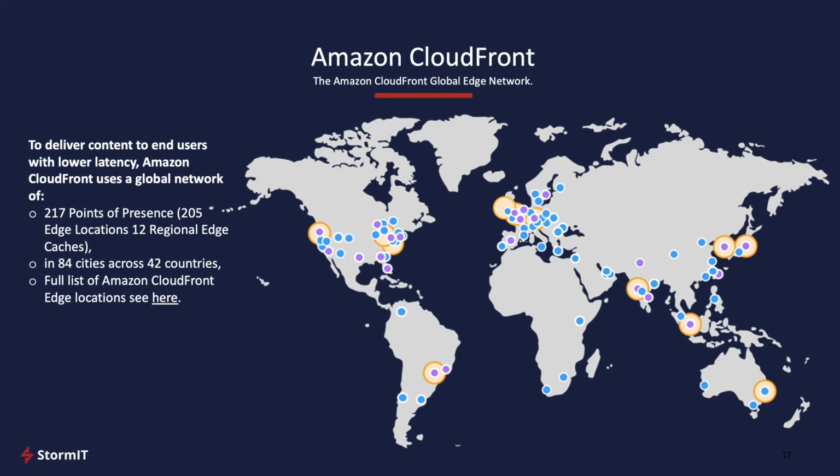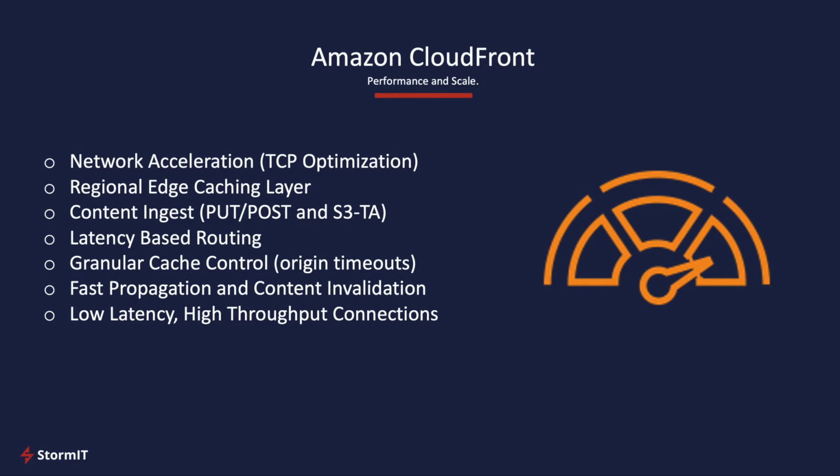For content distribution, CloudFront uses a global network of 217 points of presence, so-called edge locations, and that number is constantly growing. And as we can see on the map, CloudFront has presence on all continents. Amazon CloudFront provides a huge number of advantages, and from a performance point of view, here are the most important ones. One of the main advantages is the optimization of the network for optimal performance and speed.